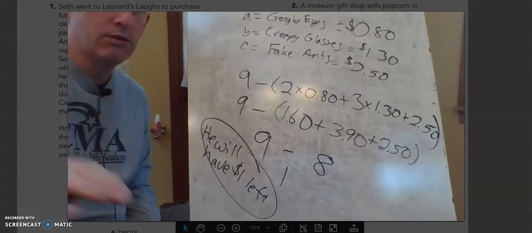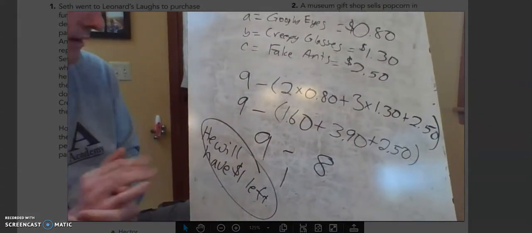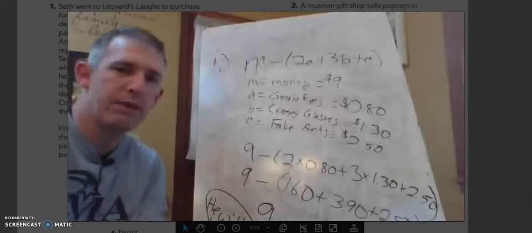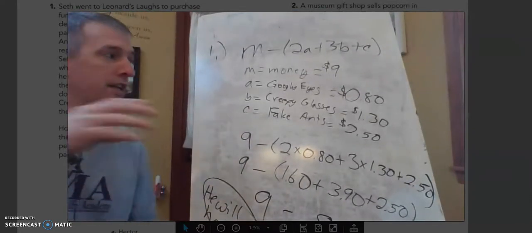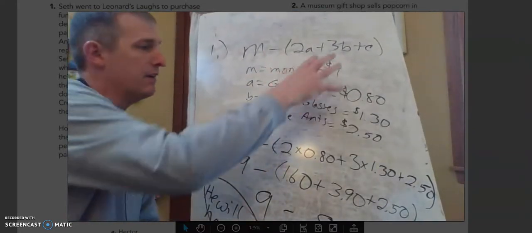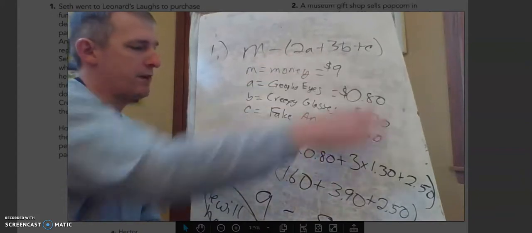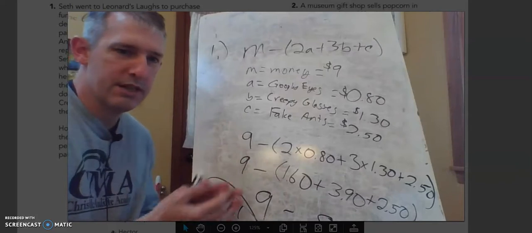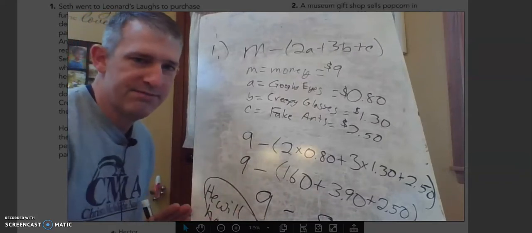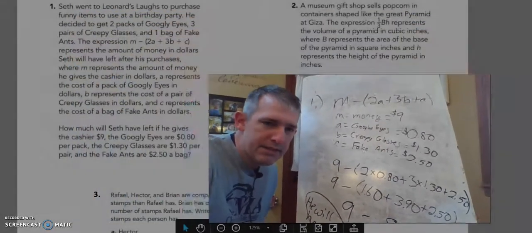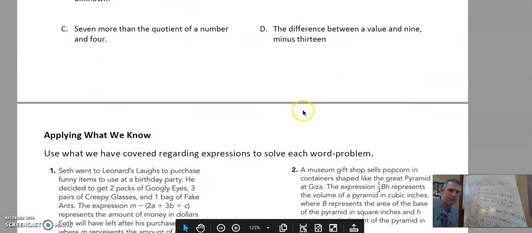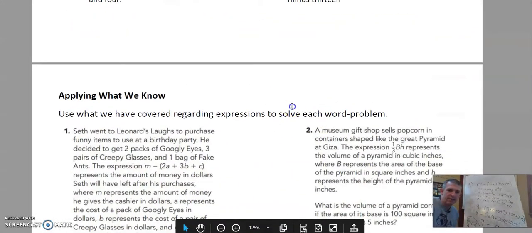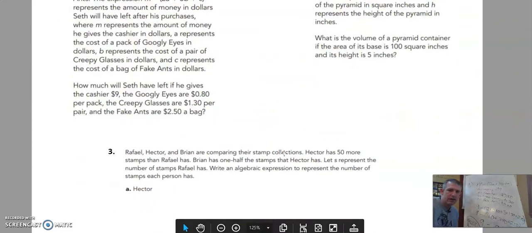Okay, he will have $1 left. So again, guys, basic idea here is you're going to take the expression, put the information into the correct spot, do all the operations and simplify that expression, and come up with an answer. Based on what I'm seeing, I think every other problem on this page is basically like that.